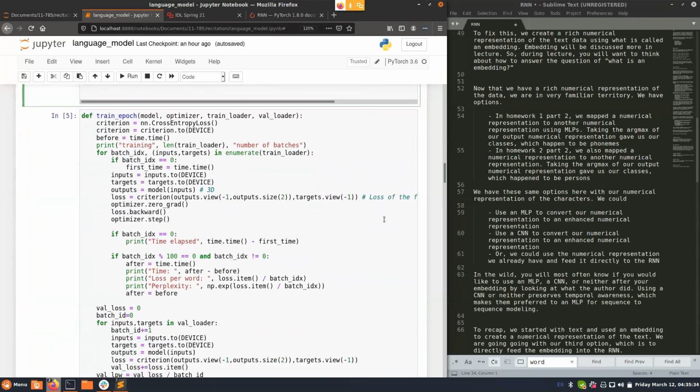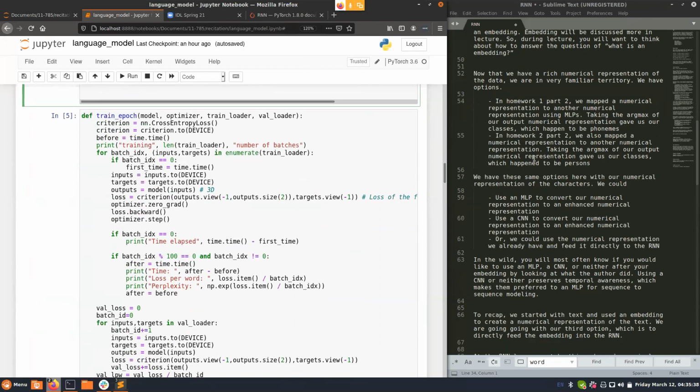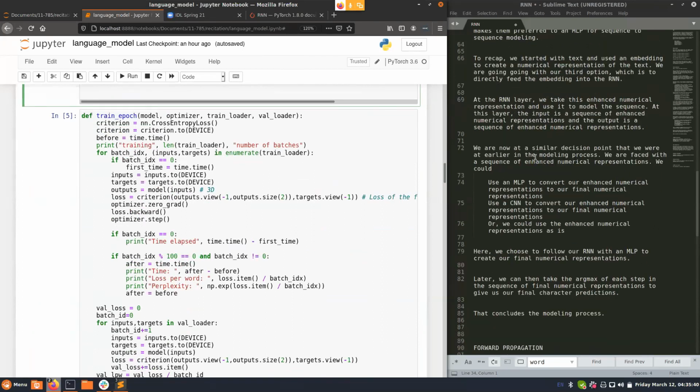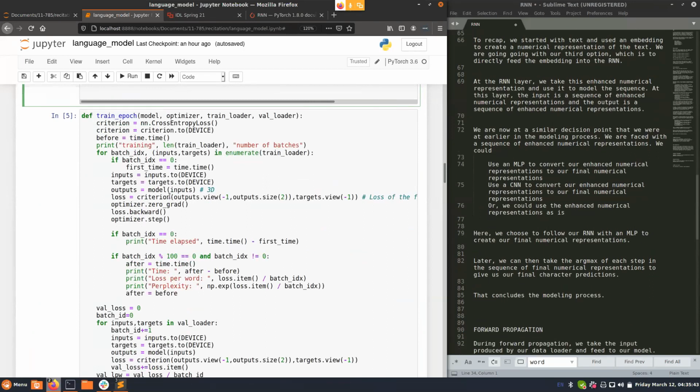And during training, what were the steps? There was the data loading, so we get our values from the data loader. There's the model definition, which we just went over. There's the forward propagation, which is pretty straightforward: you feed the inputs to the model. And then there's the loss calculation.